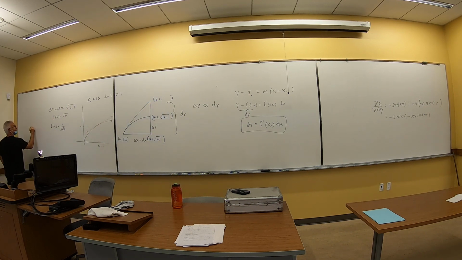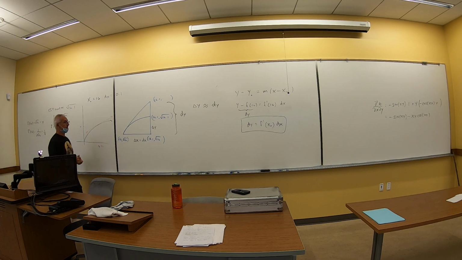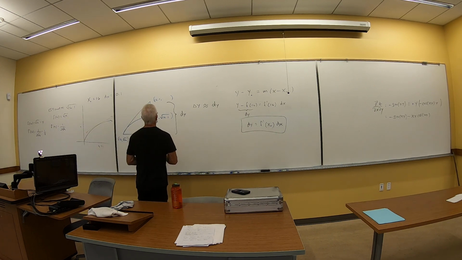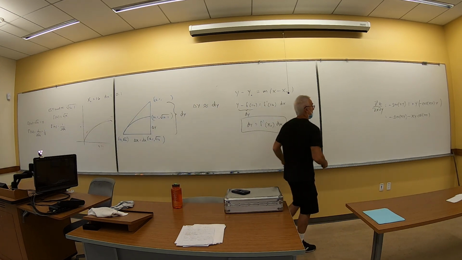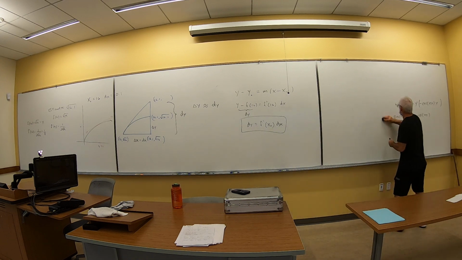Okay, off to the side. f of 16, we all agree, is square root of 16, or 4. f prime of 16 is 1 over 2 times the square root of 16, which would be 1/8. Excuse me. Now, I don't need this anymore.